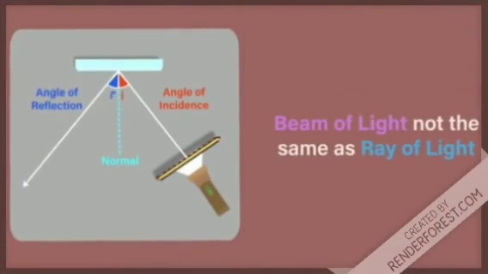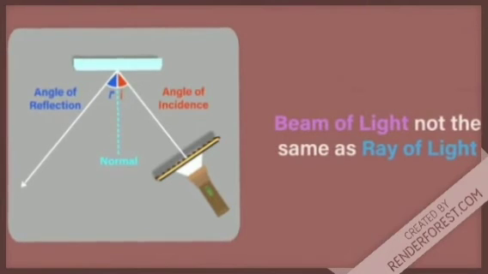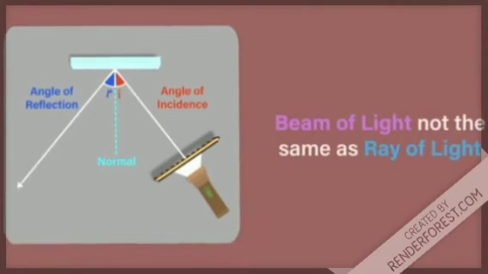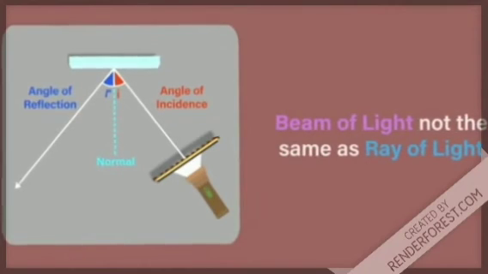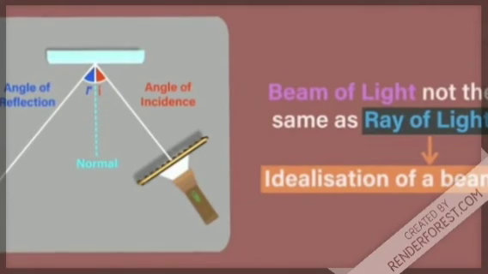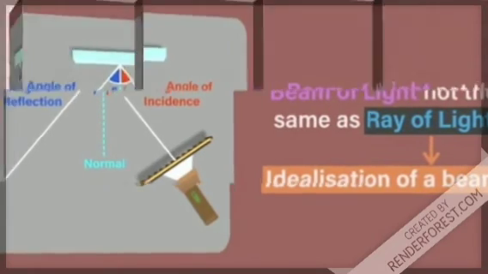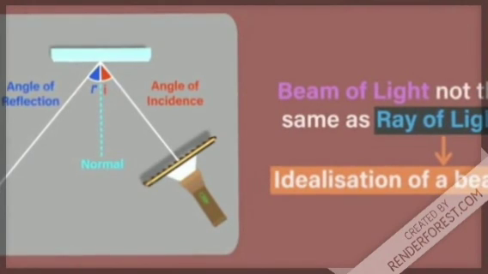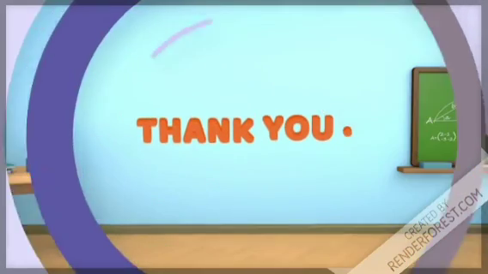Also, one more thing that we need to keep in our minds is that a beam of light is different from a ray of light. For example, in this experiment, the light you see is a beam of light. A ray of light is simply an idealization of a beam. We can see a beam but we cannot see a ray of light. However, at this stage, we can think of a ray of light as a narrow beam of light and we will call this narrow beam a ray of light.